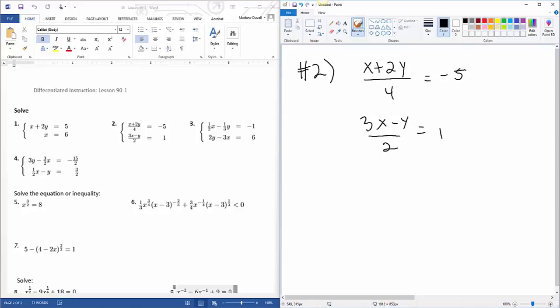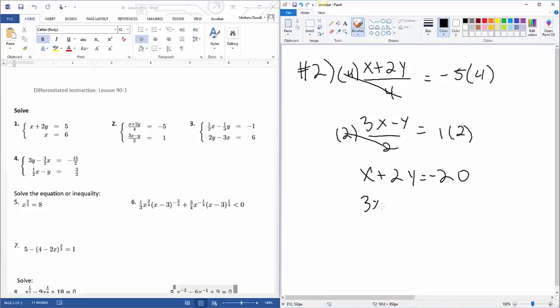So there's that 4 in the denominator. I want to multiply both sides by 4 to get rid of it. Multiply both sides by 2. So I get x plus 2y equals negative 20. And then I get 3x minus y equals 2.